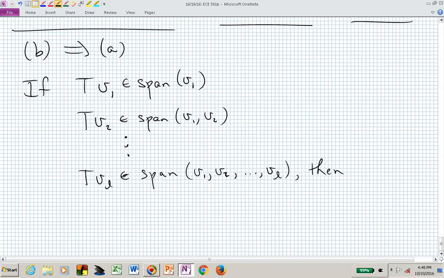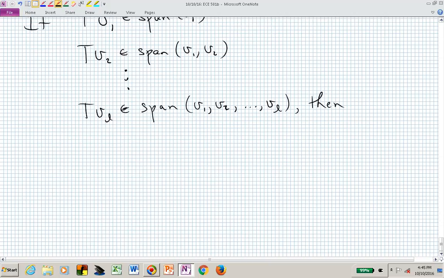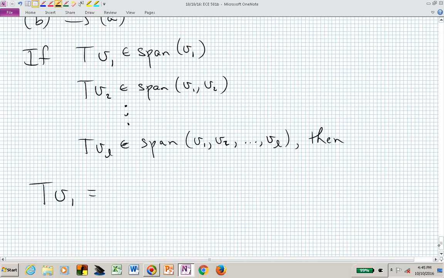But if that's the case, remember how we can write a vector that lives in the span of other vectors. You could now say, TV1 must equal, if that lives in the span of V1, then that's some scalar version of V1, where I'm just going to call my scalar alpha. Is that consistent with the first row of statement B? If TV1 lives in the span of V1, then there's a linear combination of V1 that has to create TV1. What about TV sub 2?